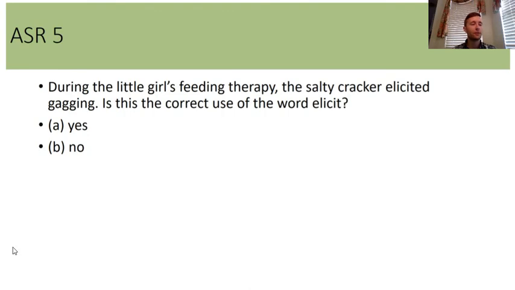ASR 5, during the little girl's feeding therapy, the salty cracker elicited gagging. Is this the correct use of the word elicit? A, yes, B, no. All right, I'll close the poll, and the answer here is A, yes. Gagging would be a reflex response.